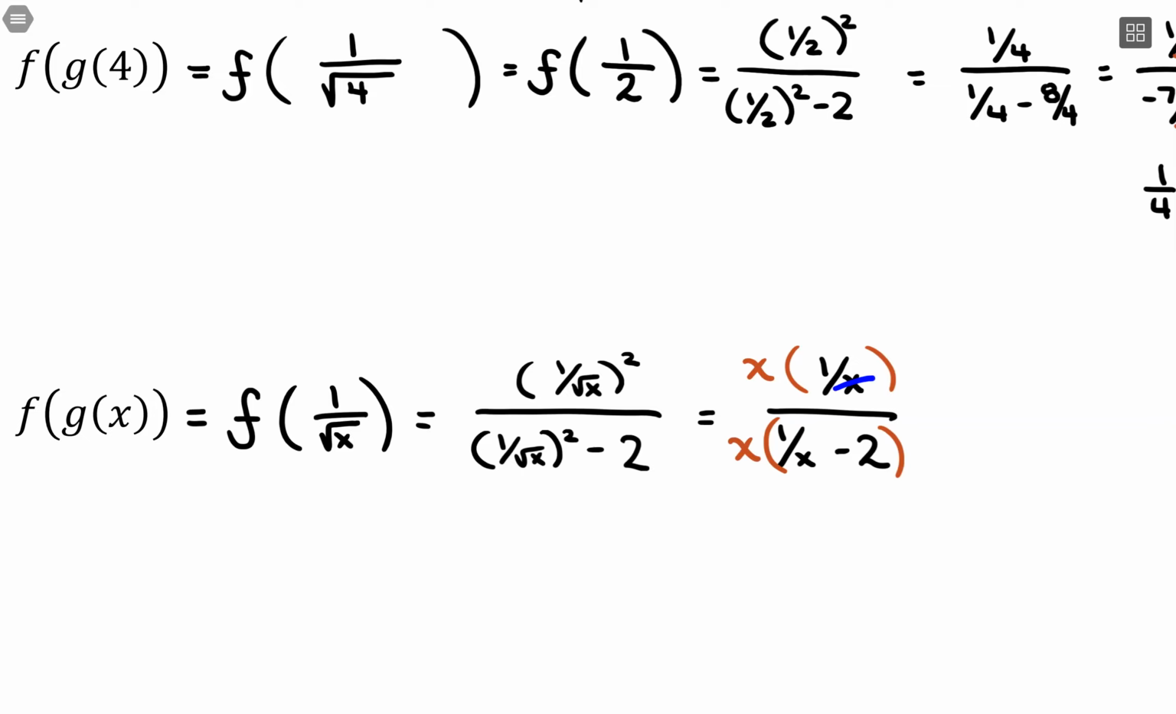In the numerator, those will cancel out, so we'll just have a 1 left over. In the denominator, we'll need to distribute. So x times 1 over x will just leave us with a 1 minus 2 times x, so a 2x. Now I see if I can do anything else with that, but that's going to be pretty much stuck like that.